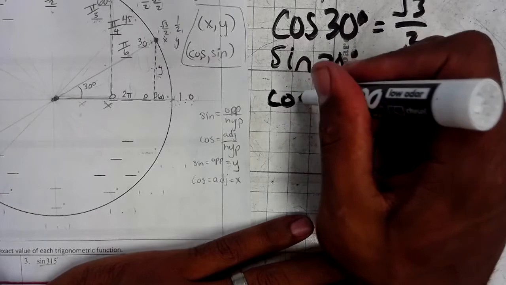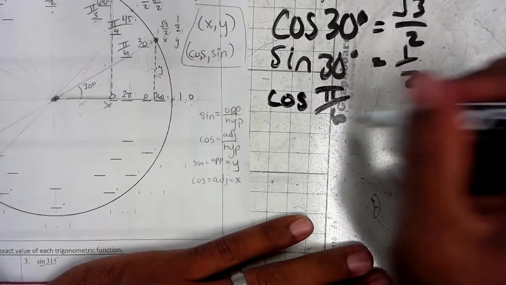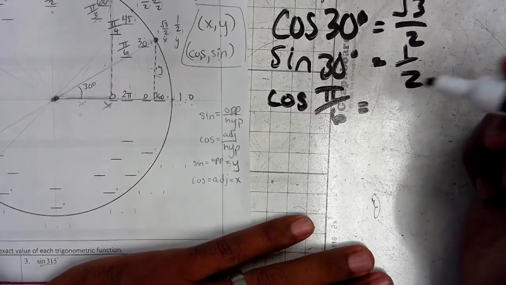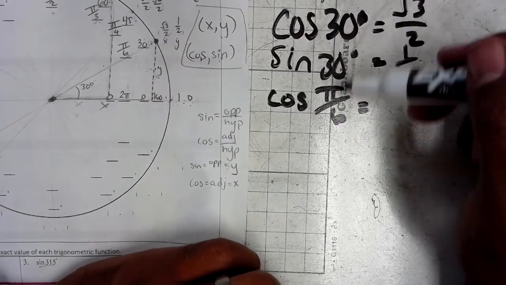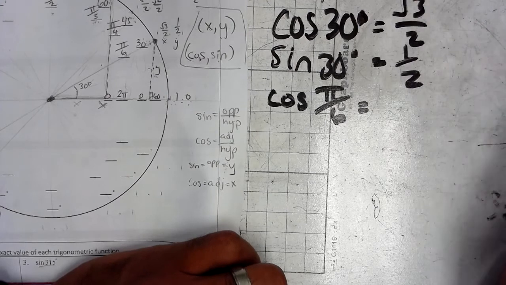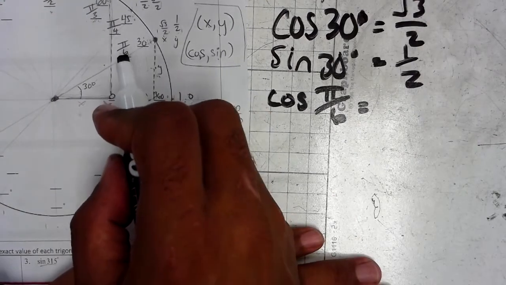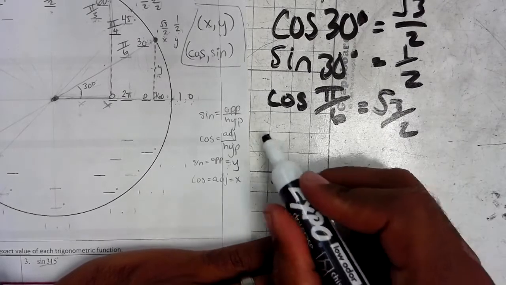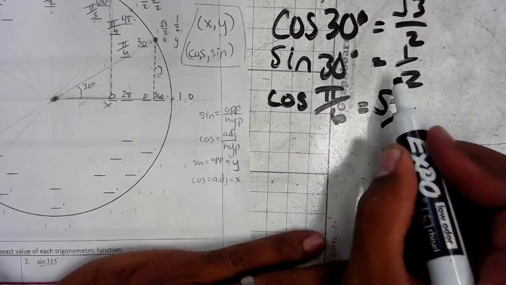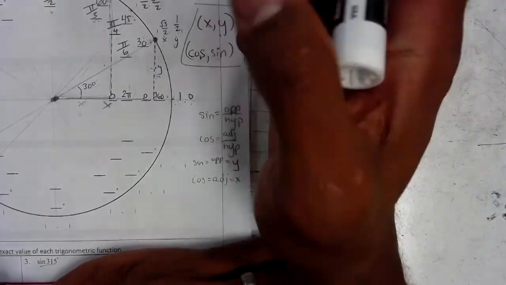What if I said, what's the cosine of pi over 6? Well, that's the same type of question, just giving you the angle in a different type of measure. Pi over 6 is 30 degrees. So literally, it's the same answer. And sine of pi over 6 would be the same as sine of 30. Okay?